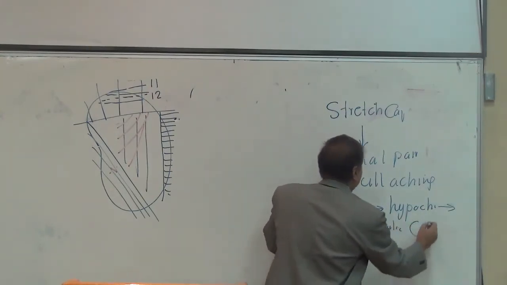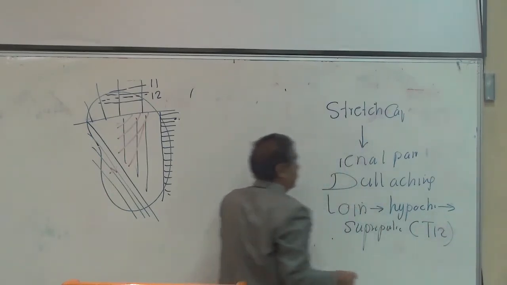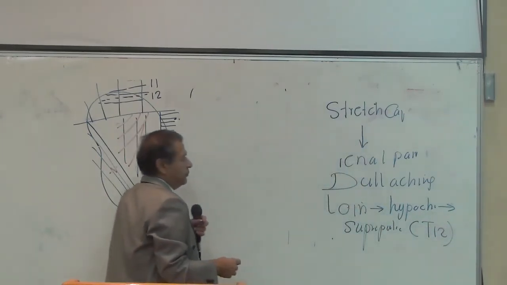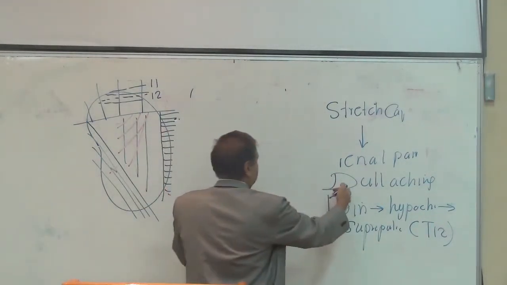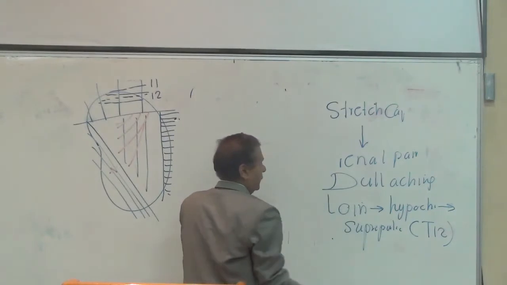This area is supplied by thoracic 12. This is why the distribution of the pain is here. And also, it is important that it is a dull aching pain from one side, and it never reaches the other side, never reaches the genitalia.